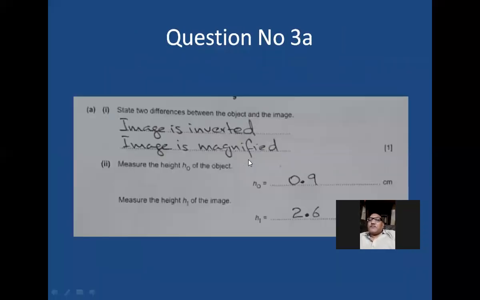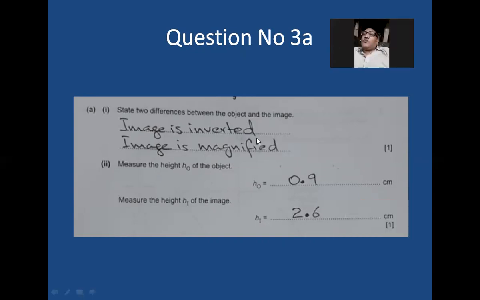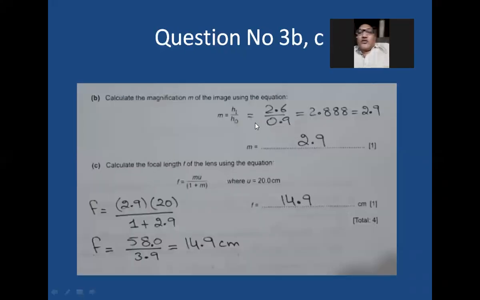Here we go. So, state two differences between the object and the image. The image is inverted, the image is magnified. When I use the scale to measure HO, that is 0.9 centimeter. When I use the scale to measure the height of the image, it was 2.6 centimeter. So then he says to calculate the magnification M. The magnification is HI divided by HO, that is 2.6 divided by 0.9, which is 2.888. That is approximately 2.9. So magnification is 2.9.